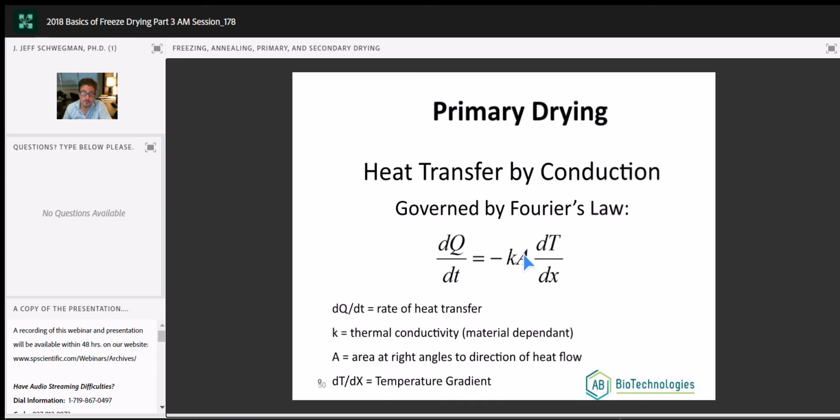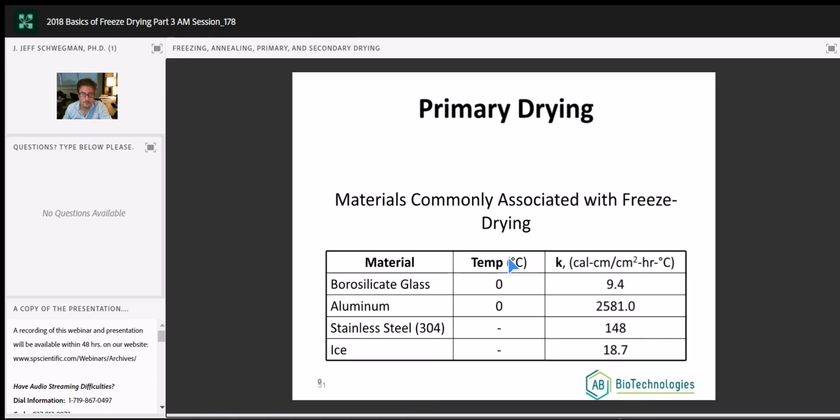The cross-sectional area that's exposed, so the cross-sectional area at the bottom of the vial. K is the thermal conductivity. Each material is going to have a different thermal conductivity, or how easily it will transport heat. This shows you the difference between different materials. Borosilicate glass, thermal conductivity. Again, aluminum is through the roof. We know that aluminum conducts heat much more easily than stainless steel. We don't construct our shelves or pans of aluminum because they just don't have the tensile strength.